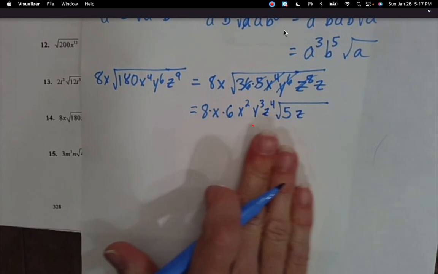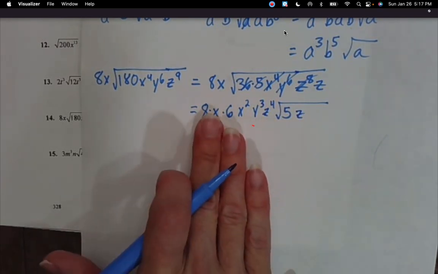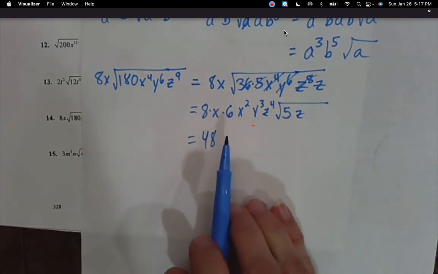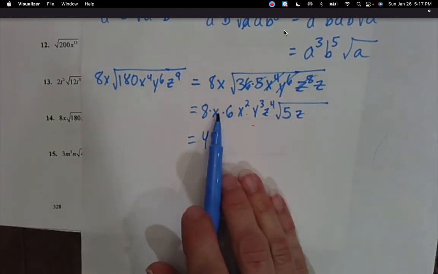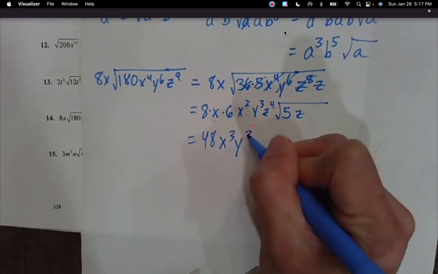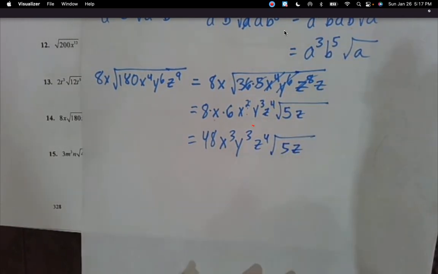Now, let's make sure, is there anything I can combine? Yes, I see 2 things. First of all, what's 8 times 6? Well, that's 48. And then I have 1, 2, 3 x's. So I'm going to write x to the 3rd, y to the 3rd, z to the 4th, square root of 5z. So I have simplified number 14.